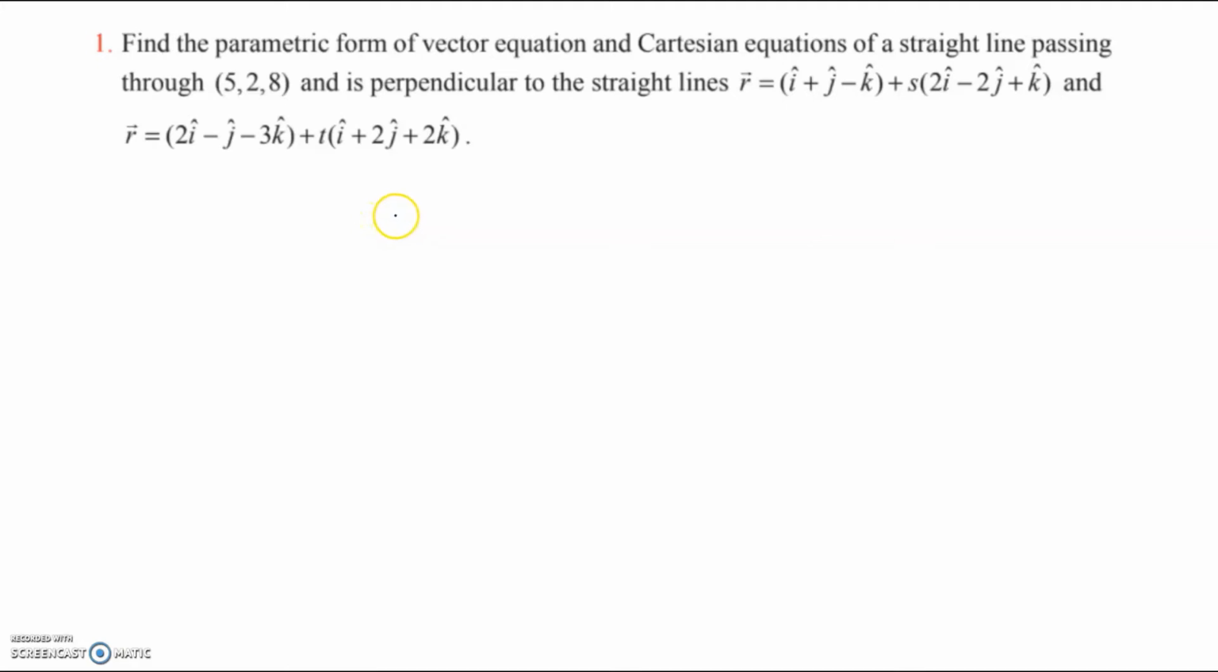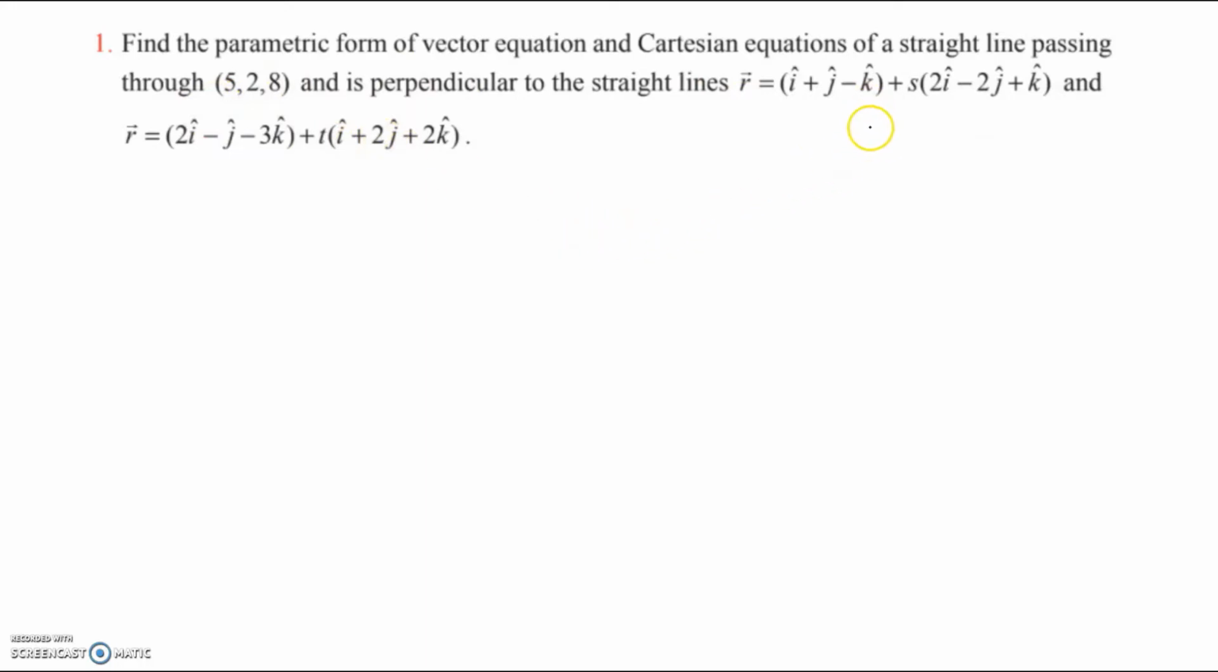In this video, we will solve the problems from exercise 6.5. Question number 1. Find the parametric form of vector equation and Cartesian equations of a straight line passing through (5, 2, 8) and is perpendicular to the lines 1 and 2.